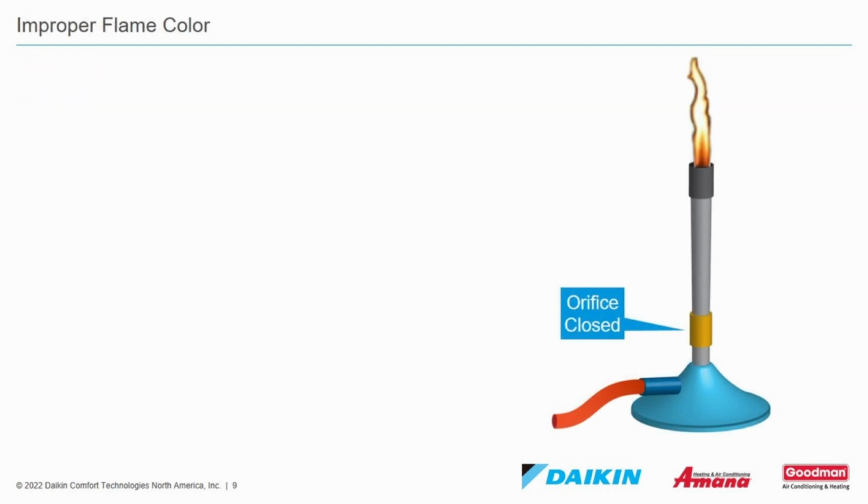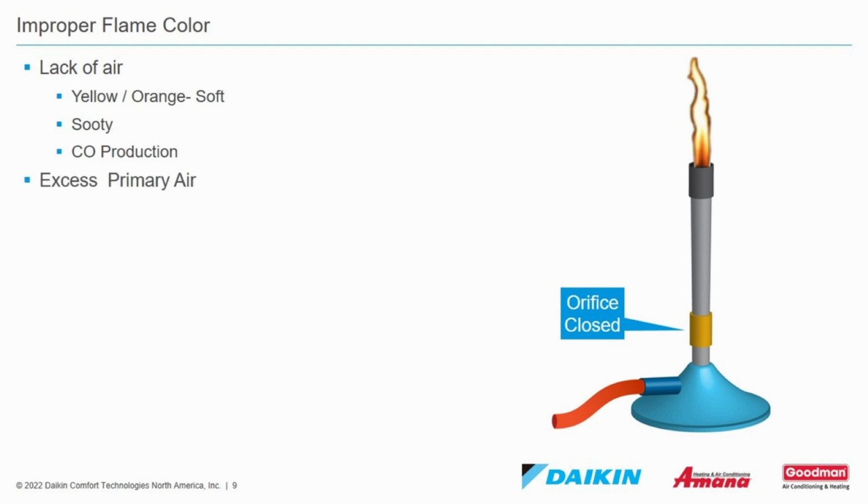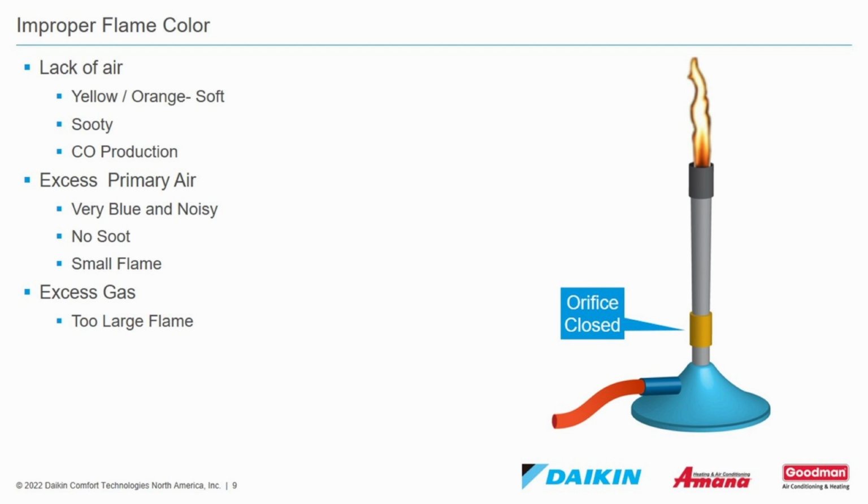Improper flame color. If it's because of lack of air, the flame will be yellow or orange and soft. It will be sooty, with high carbon monoxide production. Excess or too much primary air: the flame would be very blue and noisy. No soot, but a small flame. Excess gas, you'd have too large of a flame. It would be yellow, with high discharge stack temperatures and high carbon monoxide production.